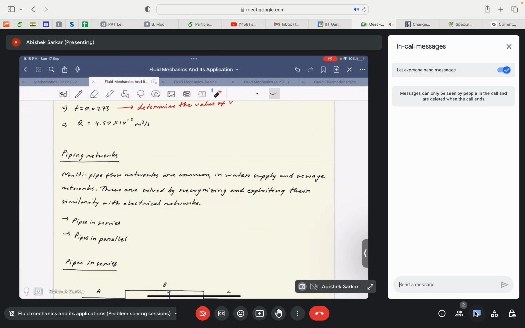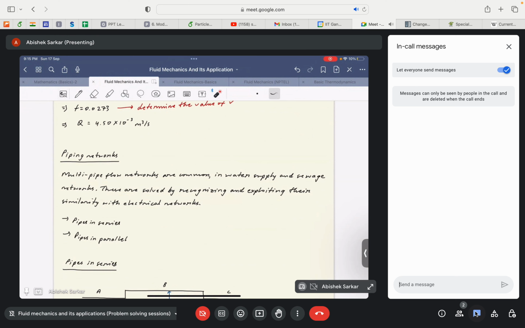Okay, so we know that in electrical circuits there are both series and parallel connections. So comparing these piping networks to the electrical circuits, we can similarly devise some relations and then determine the value of the required parameters. This is usually the head loss and the volume flow rate.